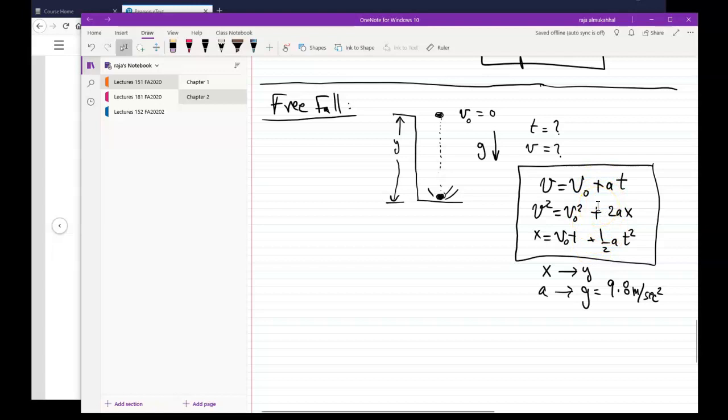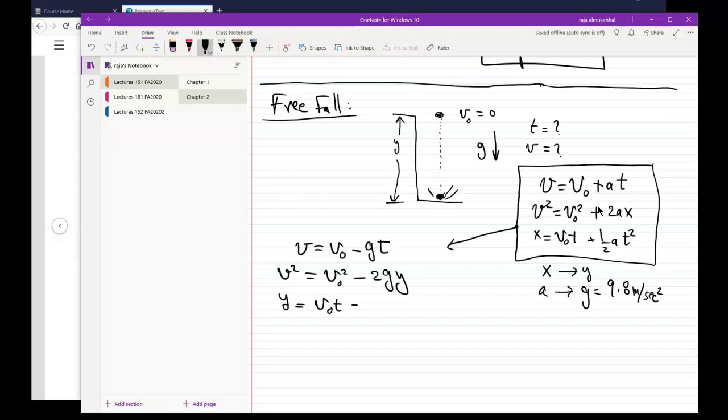So in this case, I'm going to rewrite my kinematic equations in this fashion. V equals V naught minus gt, see that? V squared equals V naught squared minus 2gy, okay? And then y equals V naught t minus 1/2 gt squared. Now we have the same kinematic equations, except that they are customized or tailored for free fall, and we refer to them as free fall kinematics, FF kinematics.